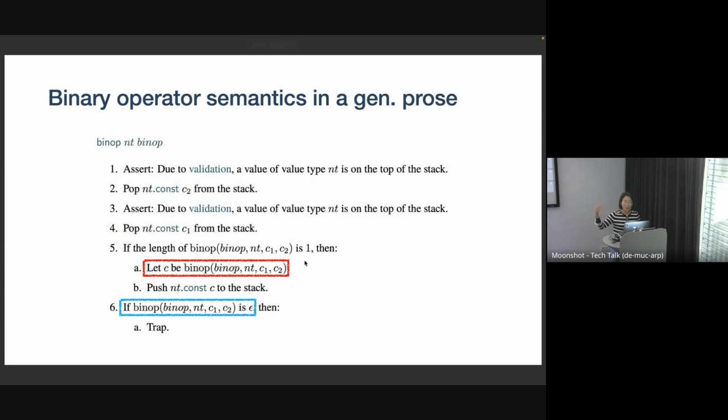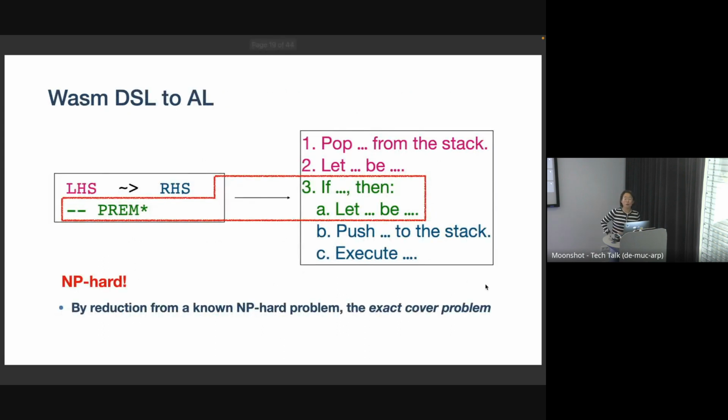Then the prose description has different phrases for the same if expression in the DSL. The first one is now again, let C be the result of this binary operator operation. And the second one is going to say that if the result is epsilon, right? So we need to identify that. And we are writing a paper and we are planning to submit that to PLDI in a month. So the detail will be there.